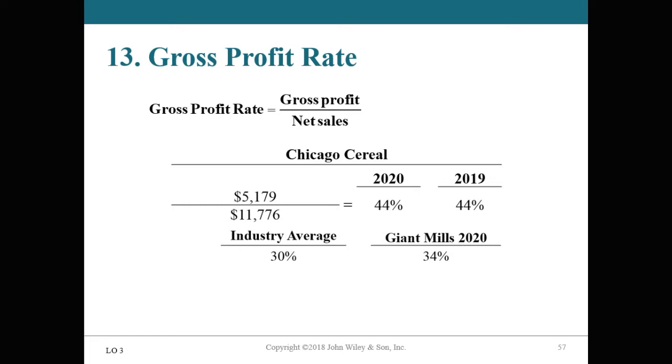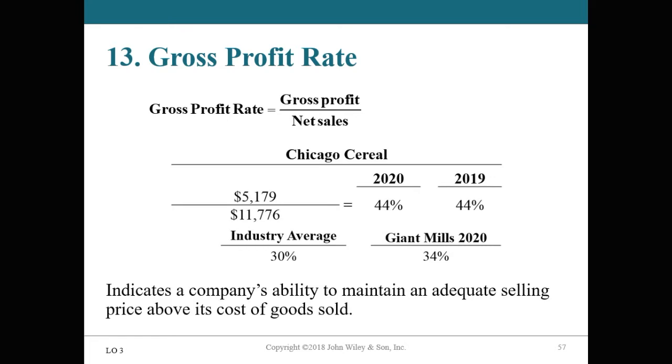Gross profit rate is an indication of a company's ability to maintain an adequate selling price above its cost of goods sold. It's computed by dividing gross profit by net sales. Chicago Cereal is holding steady at 44%. This is in excess of Giant Mills at 34% and the industry at 30%. So Chicago Cereal is really doing well at this particular juncture.